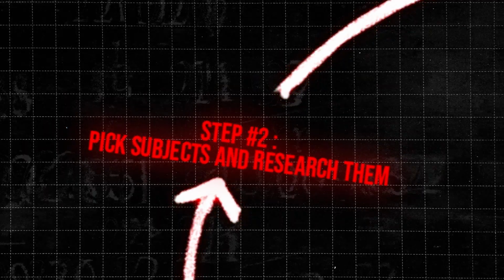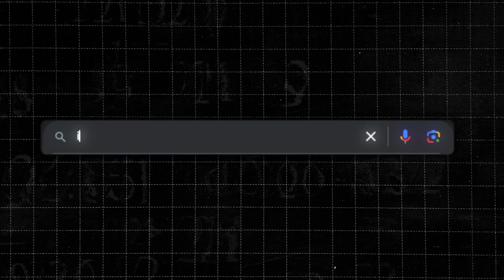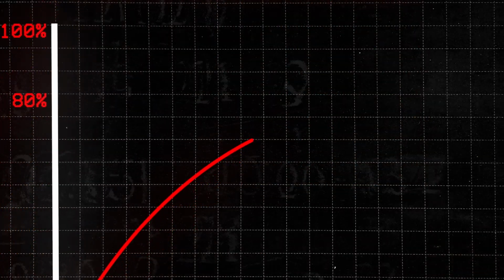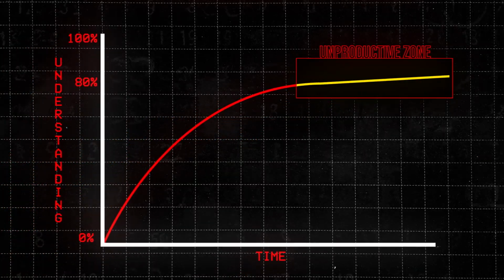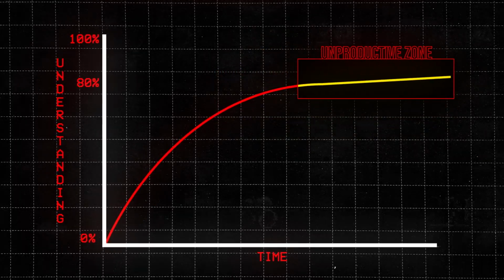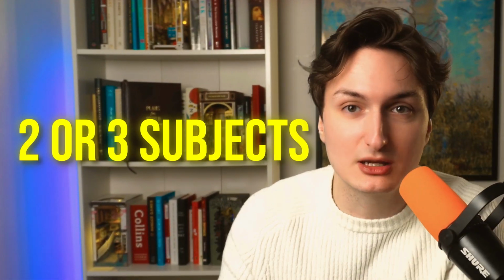Step 2. Pick a few subjects and research them. This one is pretty straightforward. Let's say inflation is a subject that interests you, or immigration. Research this topic until you don't feel like you're learning anymore. This is a graph of your understanding of a subject. The more you read about your subject, the less additional understanding you will gain, and the harder it'll be to find relevant information. There will come a time where doing more research will be less productive than simply just testing your understanding with other people. And this is where you should stop your research. Do this for 2 or 3 subjects, and then step 3, test your knowledge.